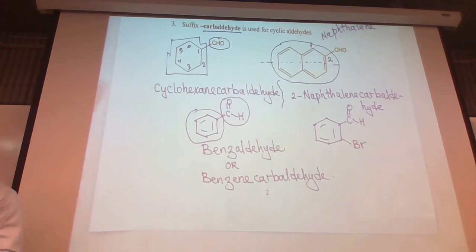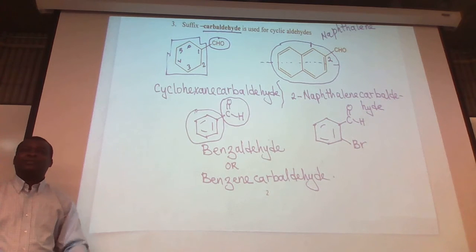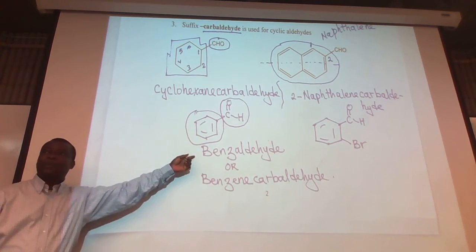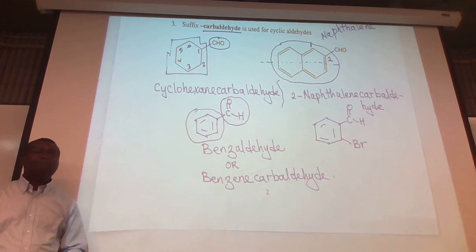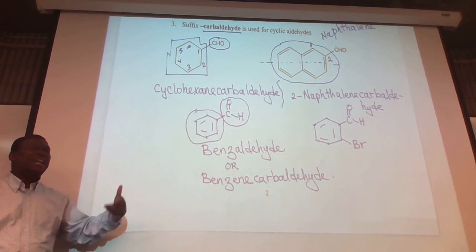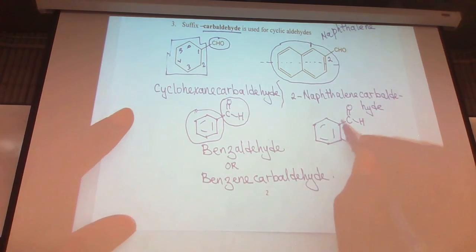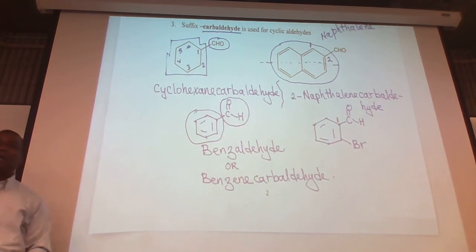What will the name of that be? So that will be ortho-bromo-benzaldehyde, if you want to use the common name, or if you want to use the IUPAC name, it will be 2-bromo-benzene carbaldehyde. Okay, because the point of connection here in this case is going to be carbon number 1.